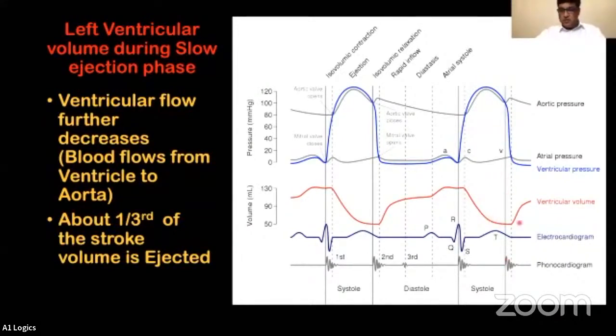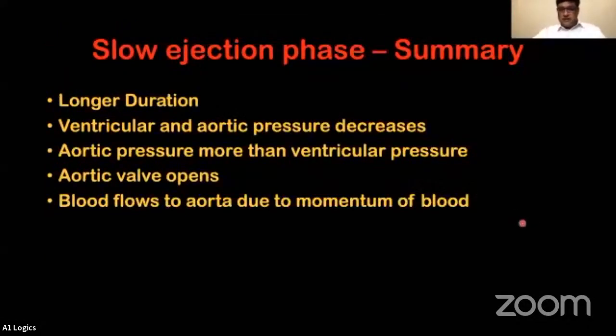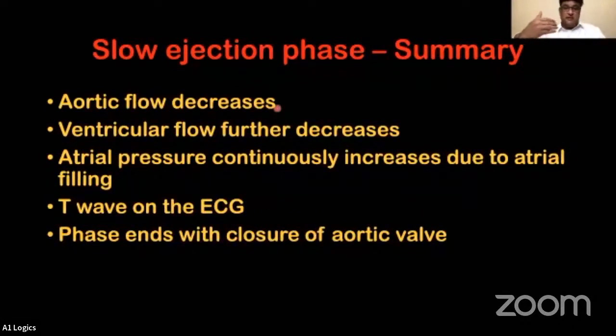In the slow ejection phase, the ventricular volume further decreases, because two thirds of the blood has gone out in the first stroke of ventricular systole, and the remaining one third is now being ejected out of the ventricle. It keeps on decreasing, but in a slow fashion. To summarize the slow ejection phase: it has a longer duration; ventricular and aortic pressure decrease, with aortic pressure more than ventricular pressure; the aortic valve is open, and blood flows to the aorta due to momentum; aortic flow and ventricular volume further decrease; and the atrial pressure continuously increases due to atrial filling. You can see the T wave on the ECG, and the phase ends with the closure of the aortic valve.